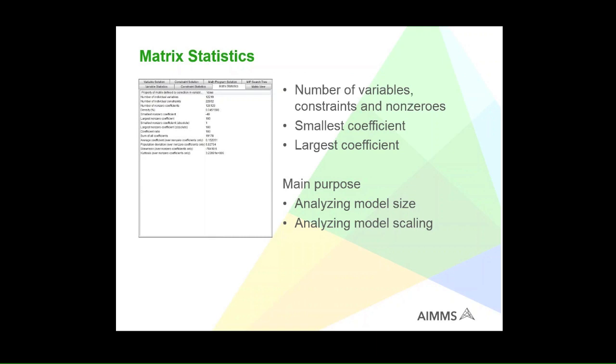By selecting just one or two constraints, you can see how many non-zeros you have in this particular part of the matrix. So you can run step by step through the matrix. Again, mainly for model sizing and model scaling, because you can see here also the largest and the smallest coefficient and the ratio between them. So you get an idea whether you have very large numbers and very small numbers in that one part of the matrix.